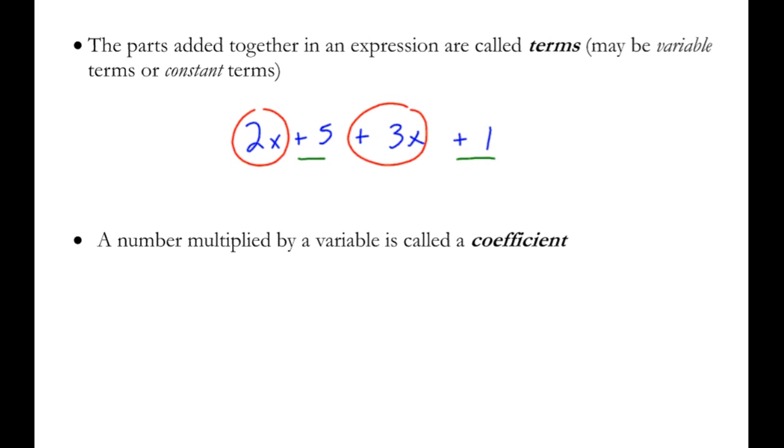A number that is multiplied by a variable is called a coefficient, in case you're ever asked to define that word. So in something like this variable expression here, we've got 2x. The 2 is called the coefficient. You'll probably hear us use that word a lot. The x, of course, is called the variable.